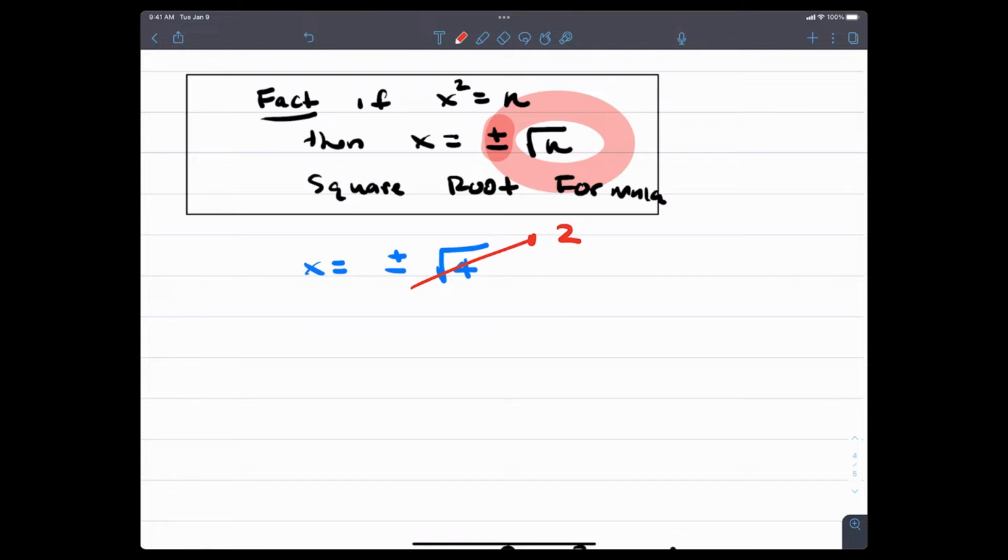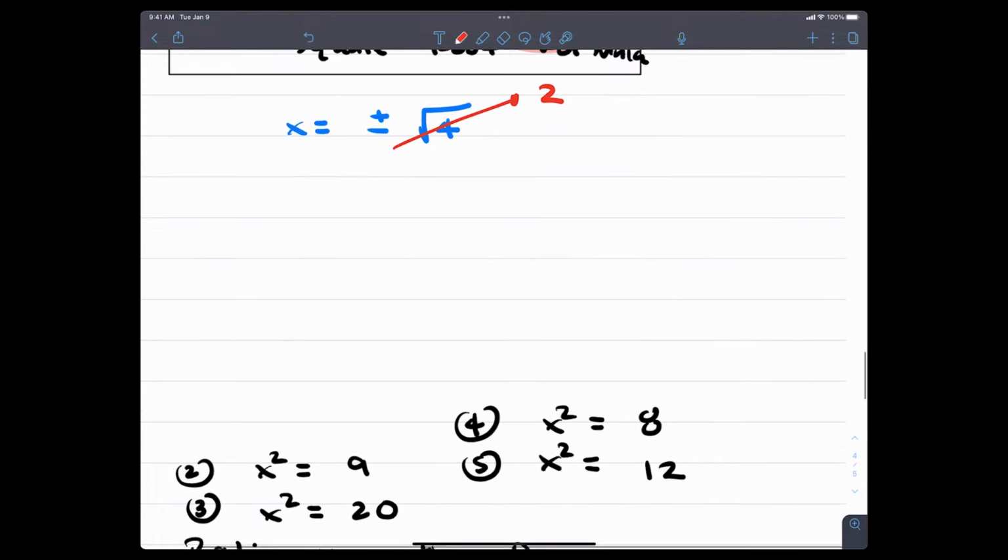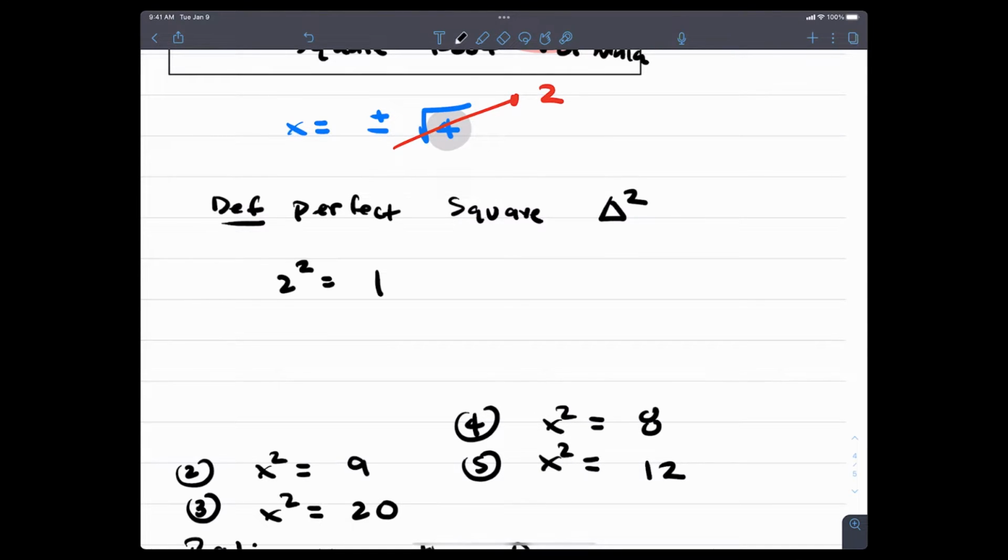Does anybody know how you know? How do you know the square root of 4 is 2? Well, first of all, we know 4, this number right here, is called a perfect square. Do you guys know what perfect squares are? A perfect square is anything that has been squared. That's the definition of it. So if you take 2 and you square it, what's the answer? 4.